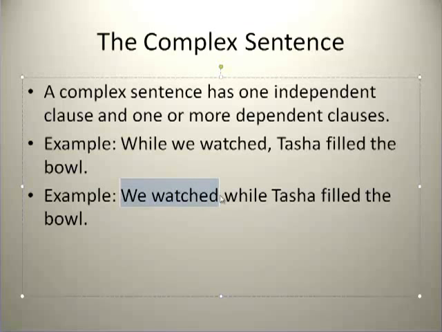Here's our basic subject verb, and notice that this is very similar to the previous sentence. Here's our dependent clause, while Tasha filled the bowl. Here's another subject-verb relationship, Tasha filled, but notice that this clause begins with a subordinating conjunction, while. So in this case, the second clause is going to be the dependent clause. The first clause is going to be the independent clause.